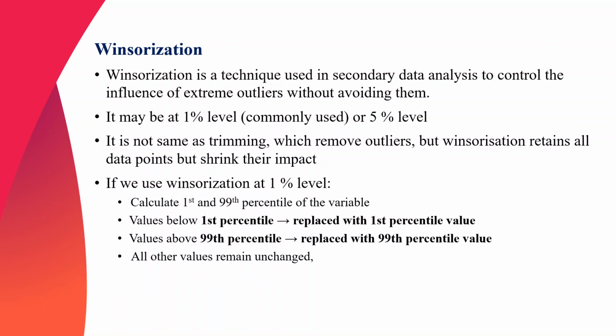1% level Winsorization is highly used in research articles, for which we have to perform the following steps, starting from calculation of the first and 99th percentile of the variable. Then, if the values of the variable go below the first percentile, replace them with the first percentile value. On the other hand, if the values go above the 99th percentile, replace them with the 99th percentile value. All other values remain unchanged.